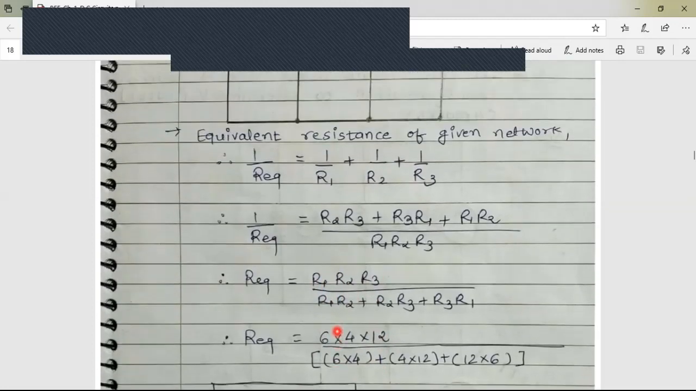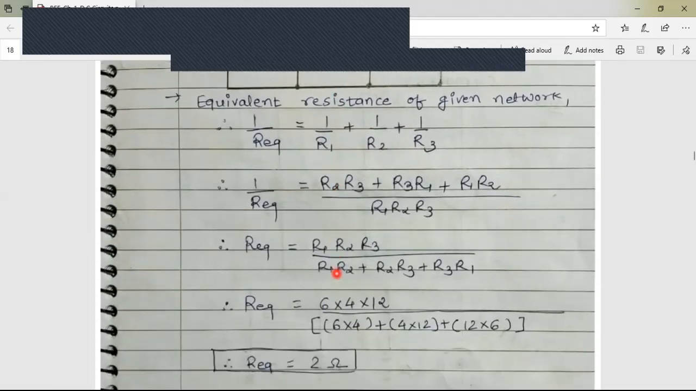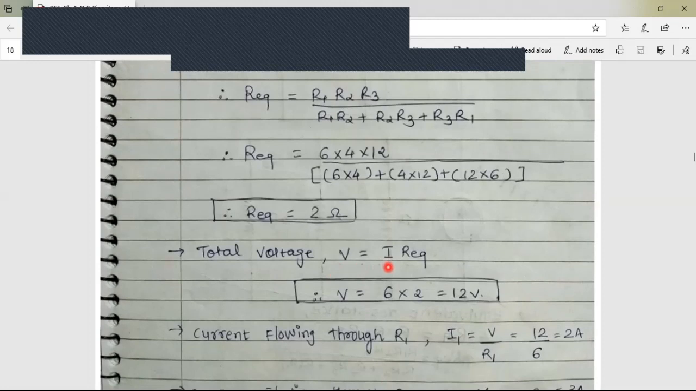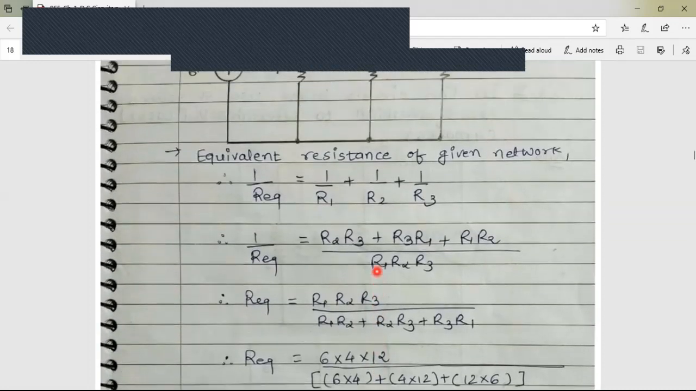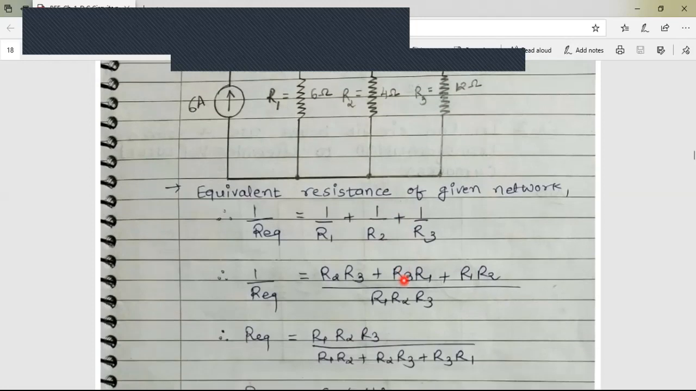Now, we know that if we have the total resistance and total current, then we can find the voltage by Ohm's law. Voltage V equals I into R equivalent. So I equals 6 and R equivalent is 2, so the total voltage is 12 volt. Now we have the total voltage of this circuit, so we can easily find I1, I2 and I3.